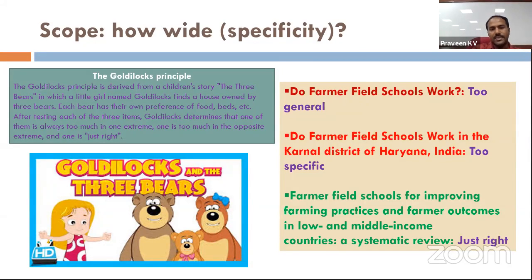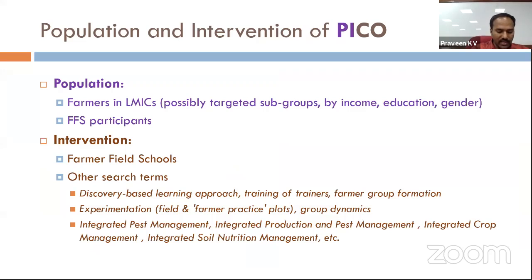So see the third option: farmer field schools for improving farming practices and farmer outcomes in low and middle income countries, a systematic review. I think compared to the other two, the third one is better. I was just trying to find a question. We can definitely word it better, but compared among these three, I think the last one is better. So this is the way we have to fix the scope.